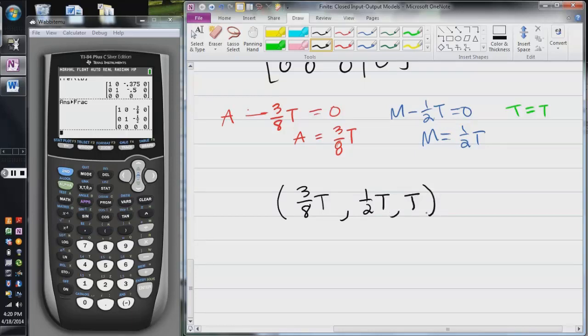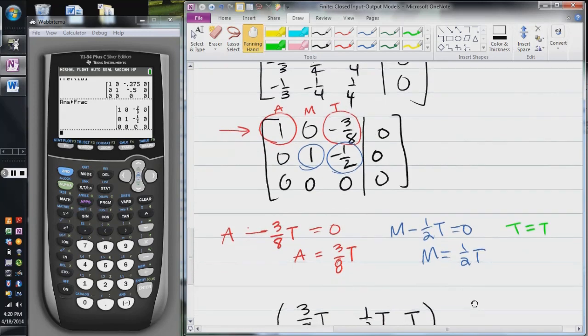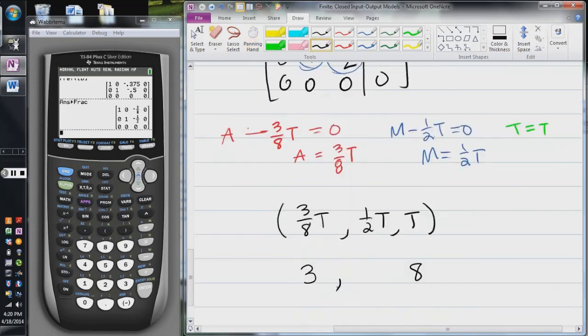Now the question is really asking about the ratio. So if I wanted to clear the fractions, if I have 8 units of transportation, then I would have 3 units of agriculture and 4 units of manufacturing. So the ratio then is going to be 3 units to 4 units to 8 units of all three. Okay, and that is that.